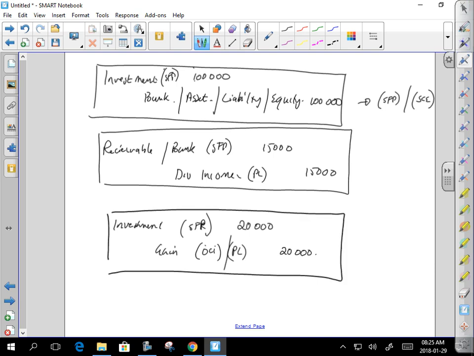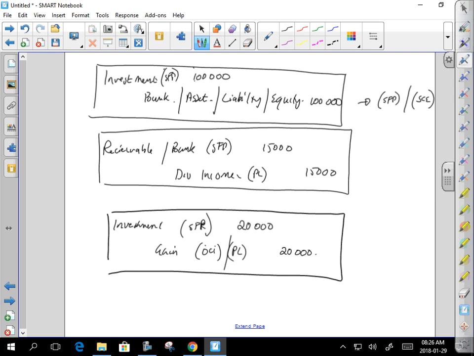Initial recognition, when you buy the thing, then subsequently you might receive dividends. Dividend income is always in profit or loss. And then you had a choice to revalue it or remeasure it, and then increases and decreases would either be presented in profit or loss or in other comprehensive income. That's IFRS 9 in a nutshell.